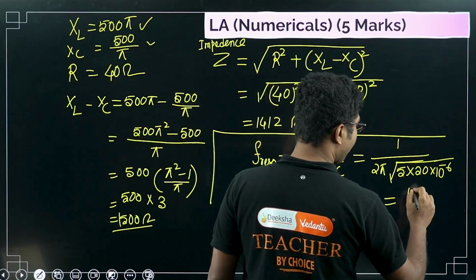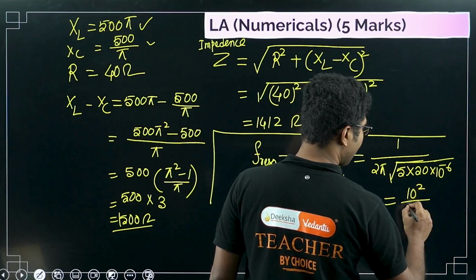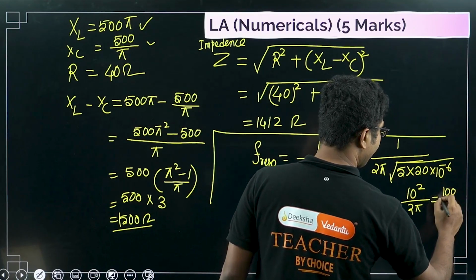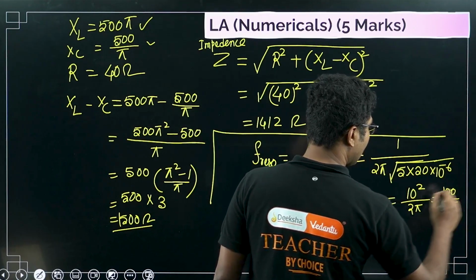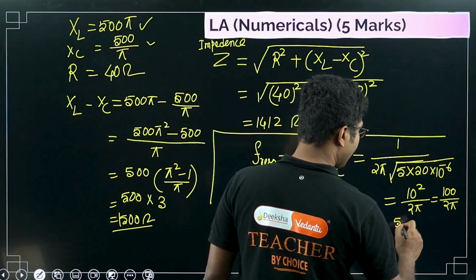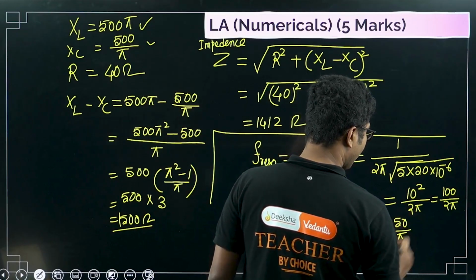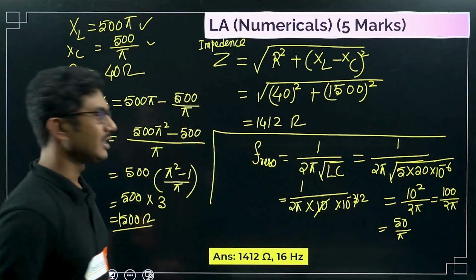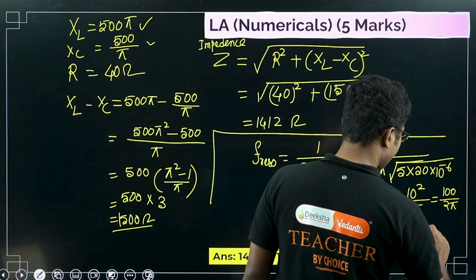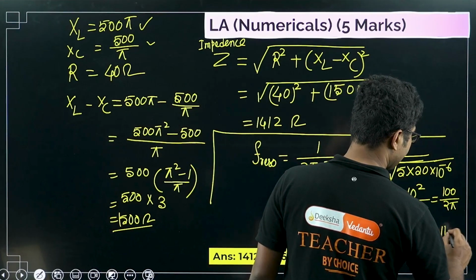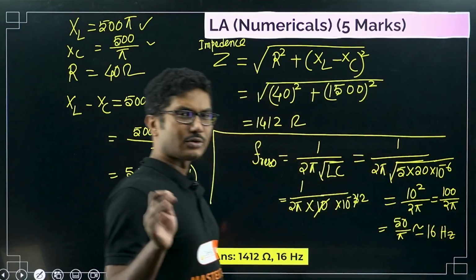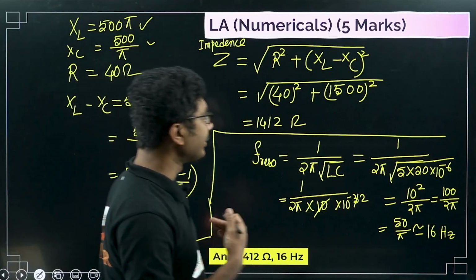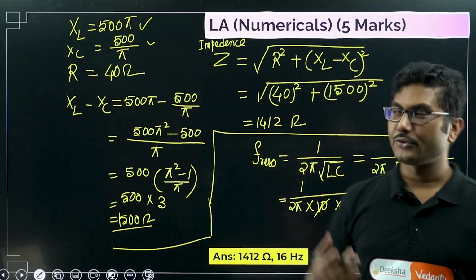So 10 to the power of minus 2 will go up and become 10 square divided by 2 pi. So it will be 100 by 2 pi, or 50 by pi. If you calculate it, it will be 15 point something, which is very close to 16 Hertz. So this answer will be very close to 16 Hertz. It's close, it's okay. Just use your calculator to calculate the final values. You should remember the steps.